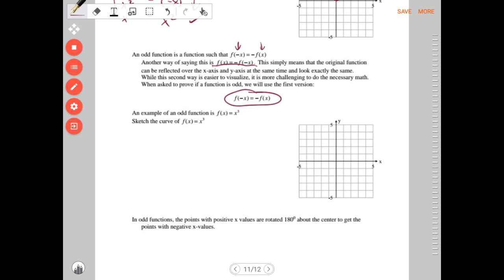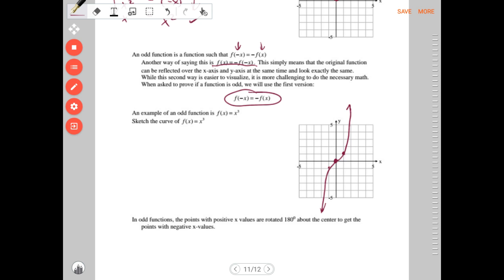So if we look at this next guy, the example of an odd function is x cubed. Let's just sketch that really quick. So x cubed kind of looks like this, and then like that. Okay, so that's x cubed. It's got that nice inflection point right there. We've talked about those at length.